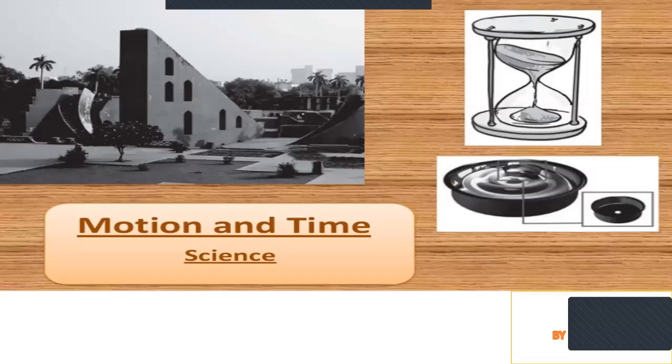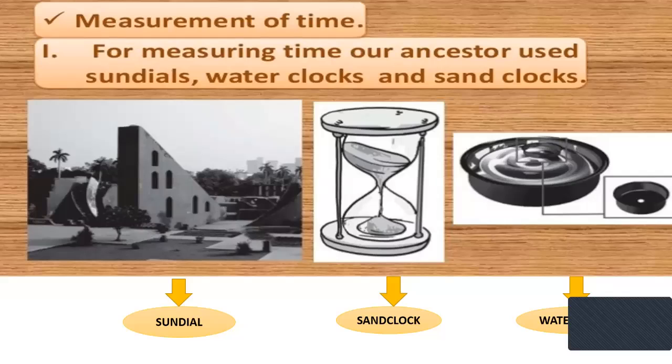Hello students, this is chapter Motion and Time, and in this video I am going to explain about the measurement of time. Time is a duration in which anything occurs. We measure time with the help of clocks and watches.